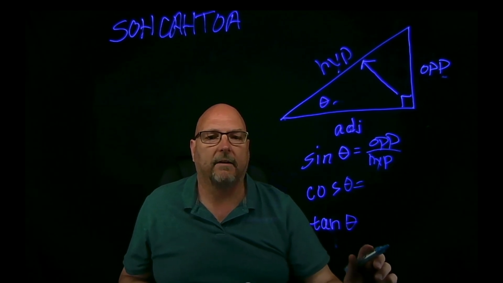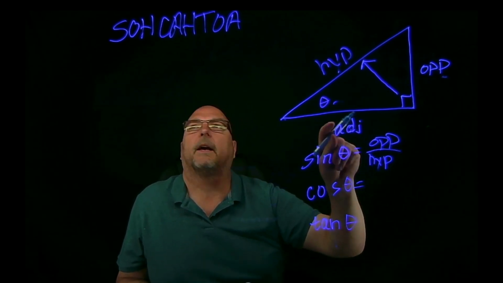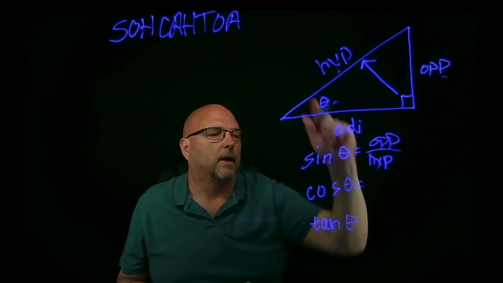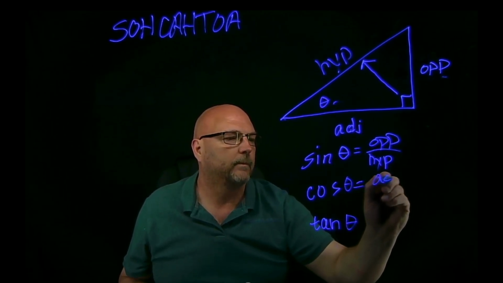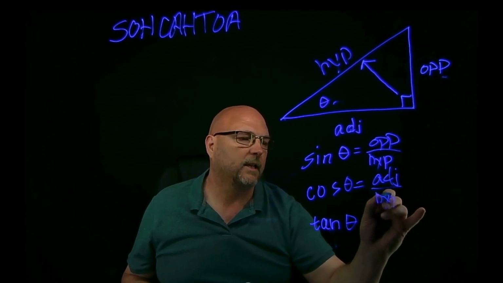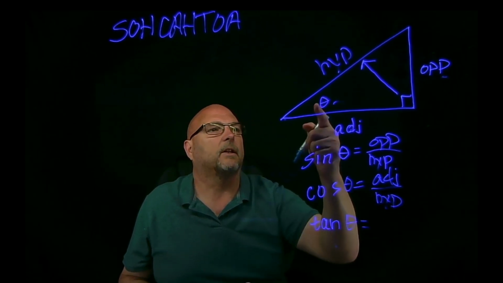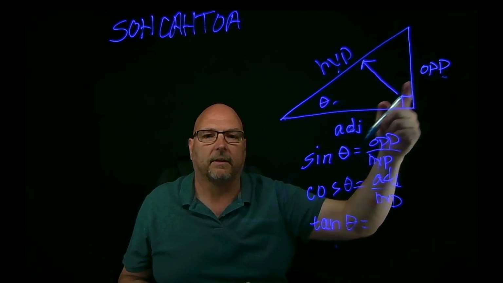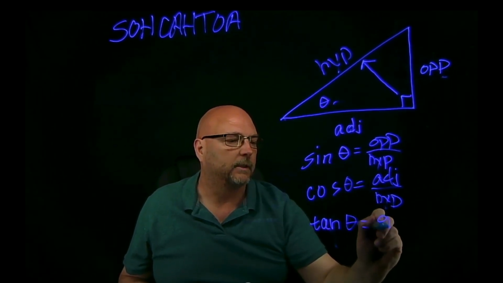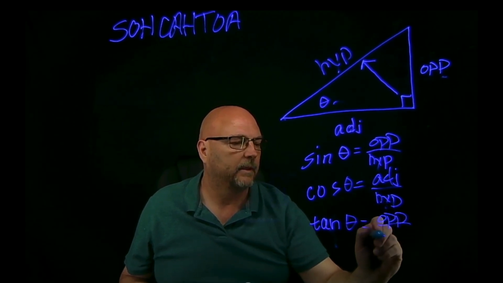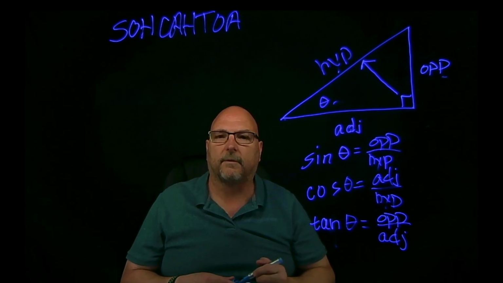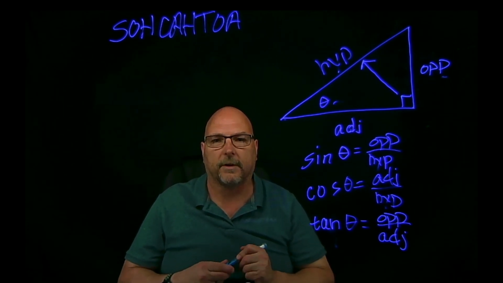Then we would have the cosine. Well, that would be the adjacent over the hypotenuse. So adjacent over hypotenuse. And the last one is the tangent of theta. So that's the opposite over the adjacent. Opposite over adjacent. So those are the three trig functions that you learned first before you learned any other ones.